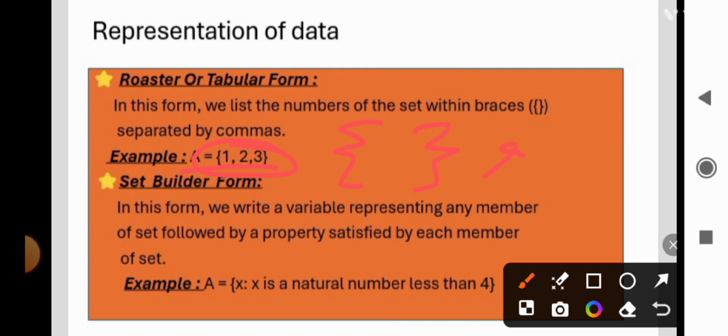The other thing that we are having is set builder form. In this form we write a variable. Let's take any variable x or any other variable of the English alphabet representing any member of the set, followed by a property satisfied by each member of the set. Let's take the same set A. Here the property that we can easily classify is that every element is a natural number and all the elements are up to 3. That means the natural numbers less than 4. So we have written x is any natural number less than 4. So this is the other way of representing any data.